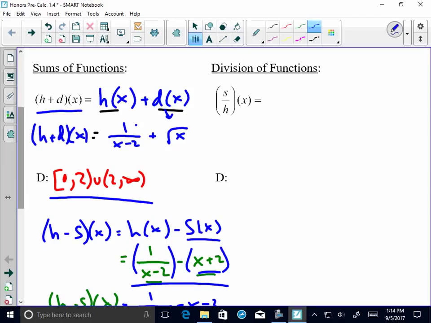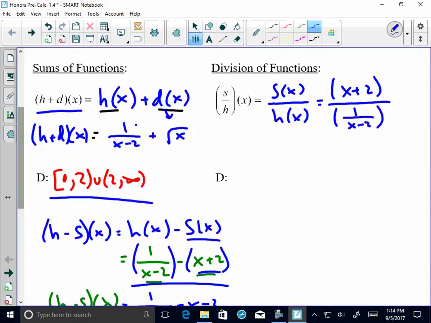All right, so let's look at our next function. So here we have s divided by h of x, and so this is of course going to be the function s of x rather divided by the function h of x. And right here, we're basically going to combine the two equations that define the functions with division. And we're setting up our parentheses. So we've got parentheses for the numerator, parentheses for the denominator. Now right here, our s of x is x plus 2, and our h of x is 1 over x minus 2.